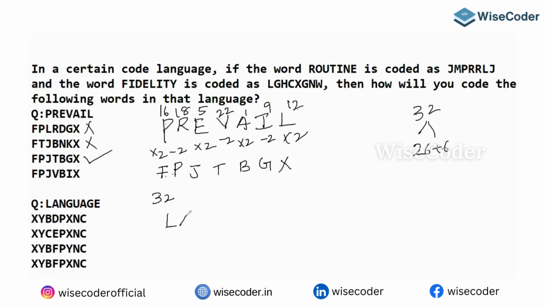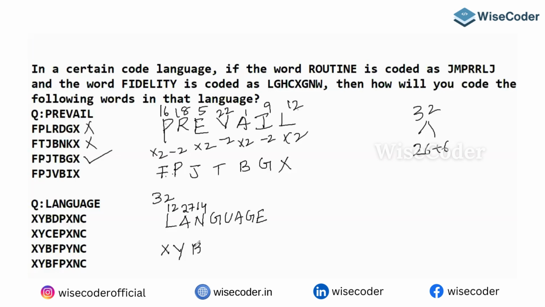Language. L, 12. 12 twos are 24. 24 is what? X. A. Yeah, now this is where you need to understand. 27 minus 2, 25. 25 is what? Y. N is what? 14. 14 twos are 28.